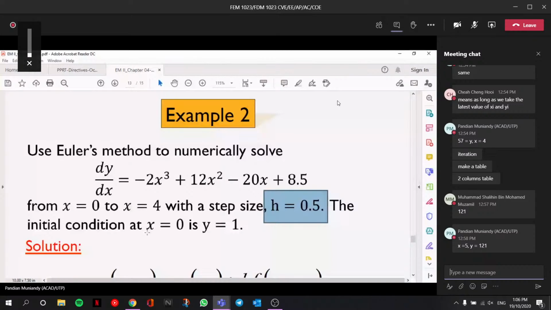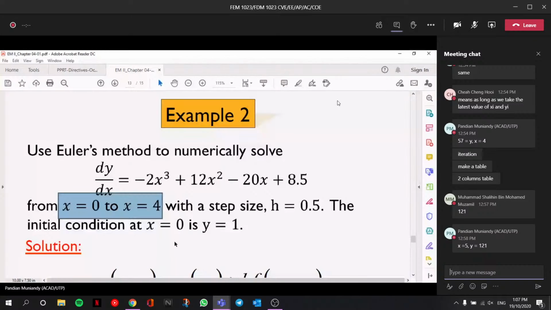You see, n is not given, h is given. Your a is 0, your b is 4. So use the formula h equals b minus a over n. So your b is 4, minus a which is 0, divided by n, equals h which is half. So you solve, you get n equals 8. So that means you got to do n times.